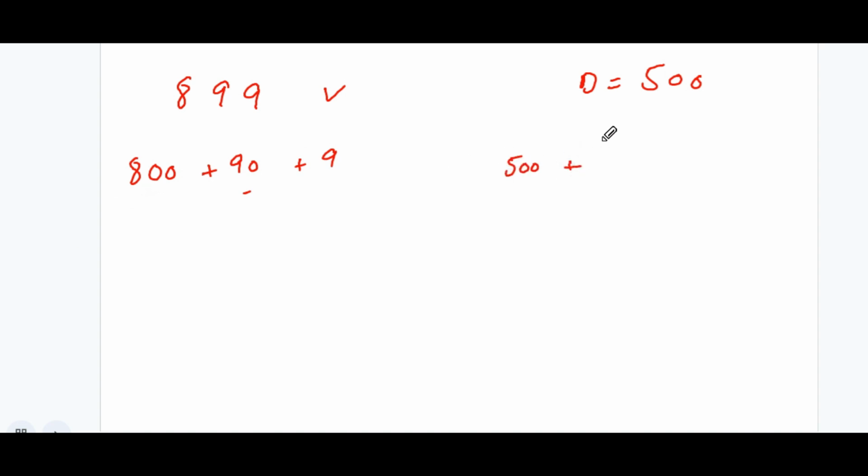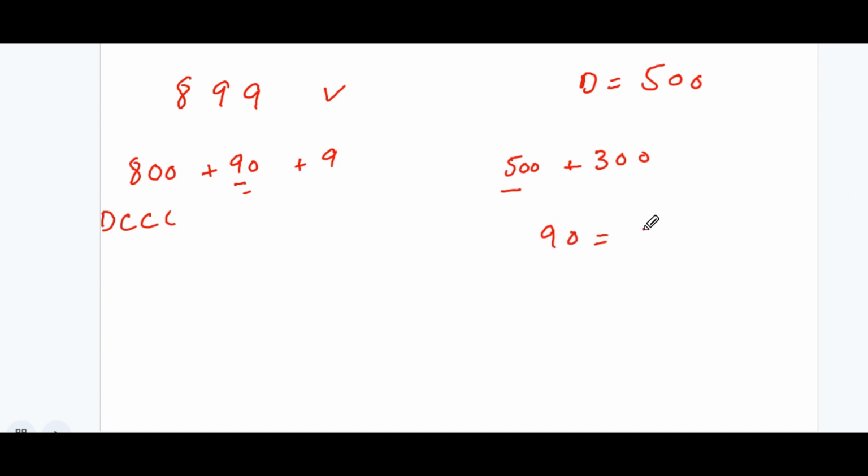Okay guys, now what happens up to 899? We can do it with D equal to 500, right? We can find 899 with D equal to 500. For example, let's solve it quickly: 800 plus 90 plus 9. We have already done 800. That is 500 plus 300. So 500 is D and 300 is C, C, C.